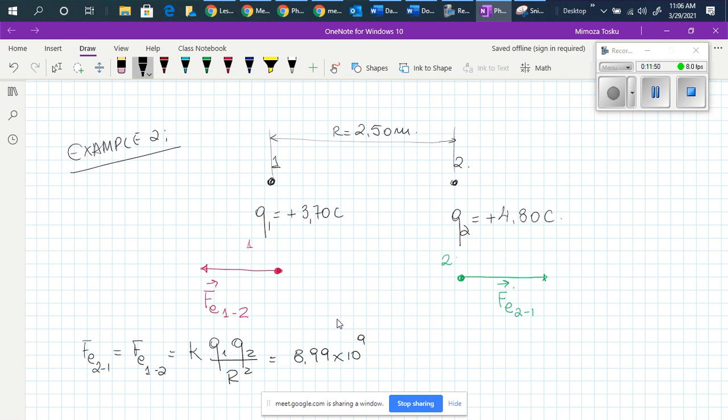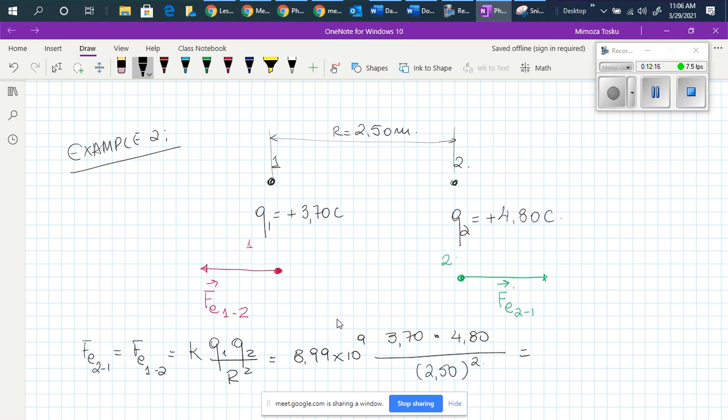Now we are not writing the units because we know that the units will cancel out, and we are not even stating, when we are finding the magnitude, the nature of the charges for 1 and 2. We are just stating the magnitude of them, 3.70 times 4.80 over the radius we said is 2.50 squared.